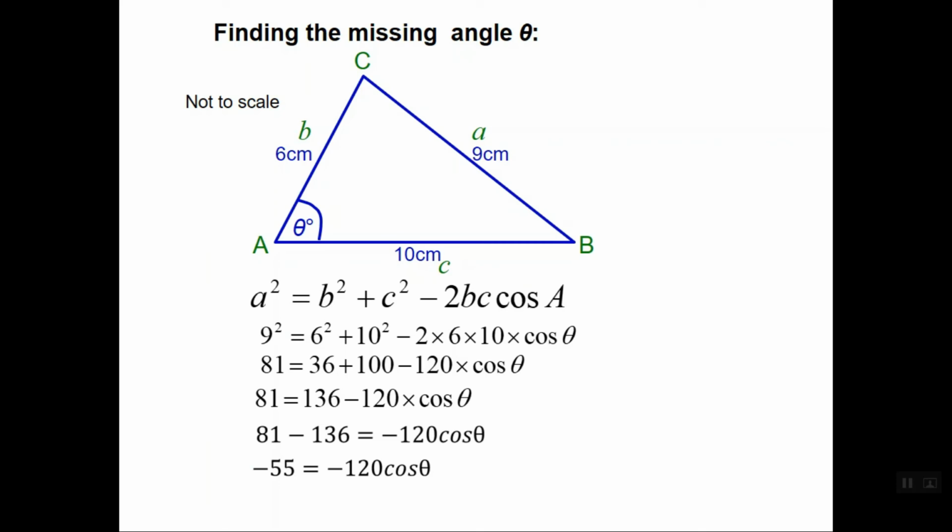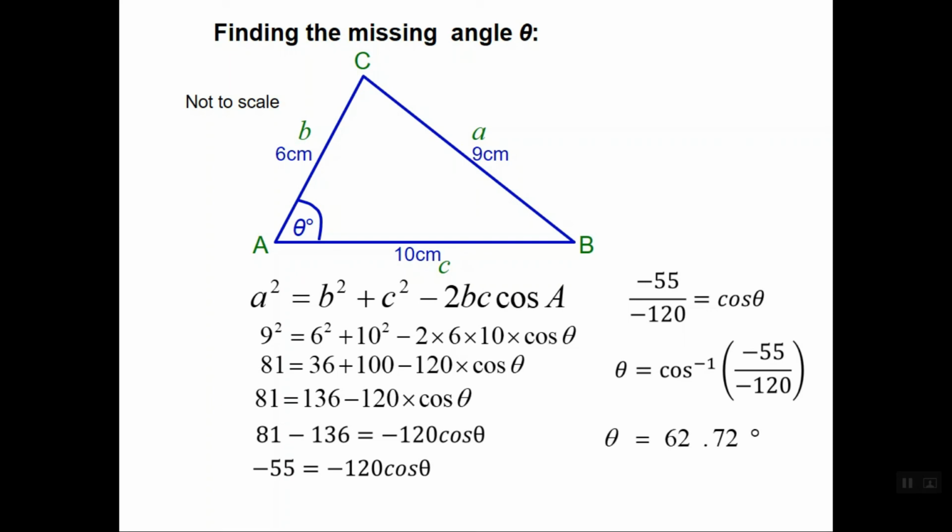Now I divide both sides of the equation by negative 120. Now I have negative 55 over negative 120. That's equal to cos theta. And again, I'm trying to find theta, which is my angle. So it therefore means I need the inverse of all of this. So I do theta is equal to cos inverse of negative 55 divided by negative 120. I input all of that in my calculator and I get an answer of 62.72 degrees.